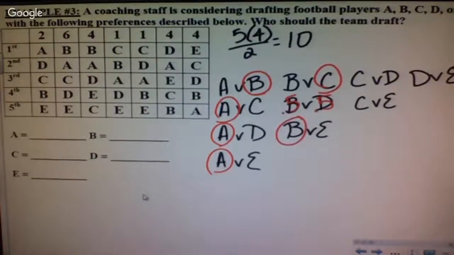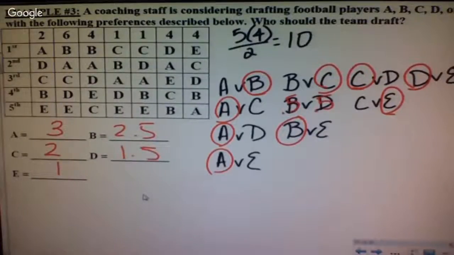Okay. And then we've got C. C, E, and then D. So when we finish out with all the points, A has a total of 3, B has 2.5, C has 2, 1.5, and 1. So A should have been your winner here.